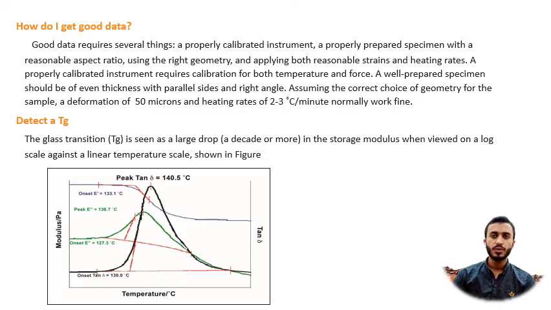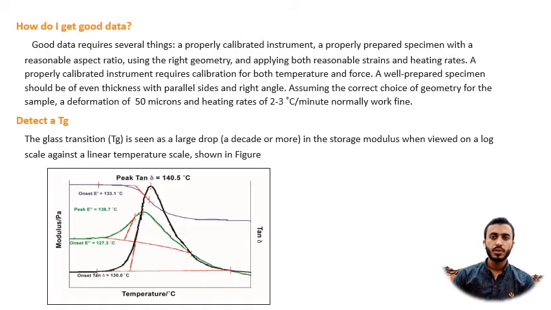How can I detect a Tg value? The glass transition temperature, or Tg value, is shown by a large drop in the storage modulus when viewed on a log scale against a linear temperature scale, as shown in the figure. There is also a peak in the tan delta, as seen. The value reported as Tg in industry is the onset of the E' drop, with the peak of tan delta and the peak of the E'' curve being the most commonly used, as shown in the figure.